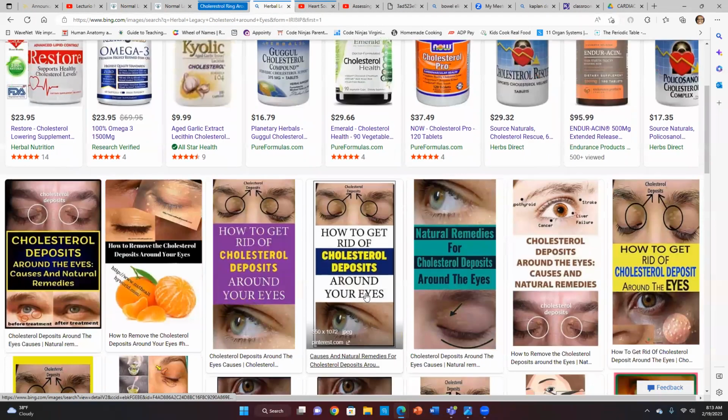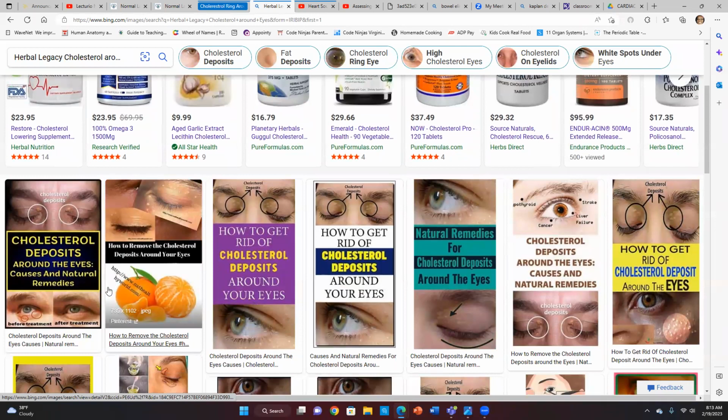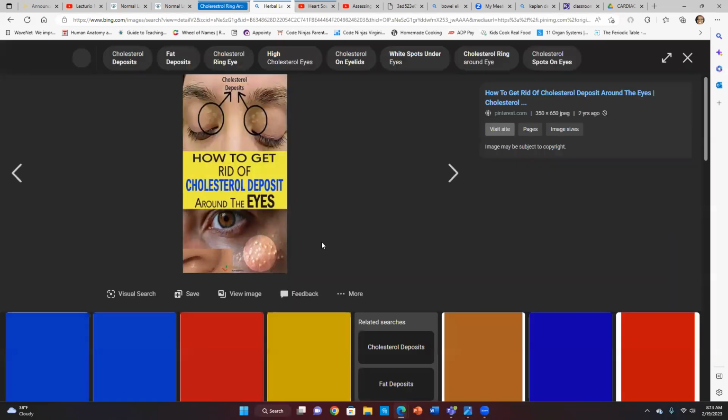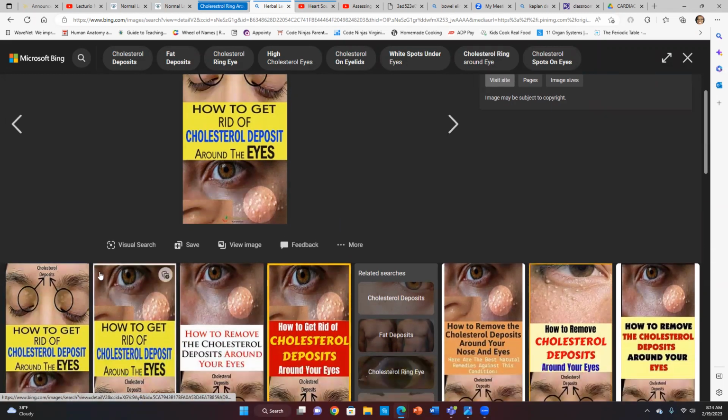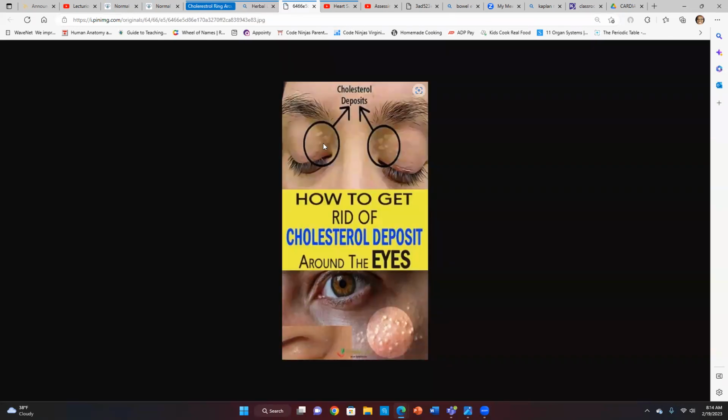The fatty deposits on the eyes, I don't remember the name. It starts with an X, but I don't know how to pronounce it. Well, put it into the chat, please, because that's something that you need to know. I have seen that on NCLEX questions. And so these are the cholesterol deposits that I'm talking about.